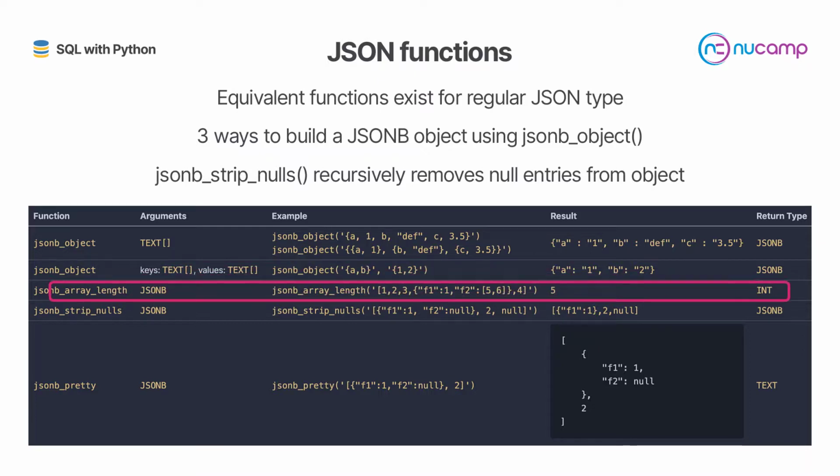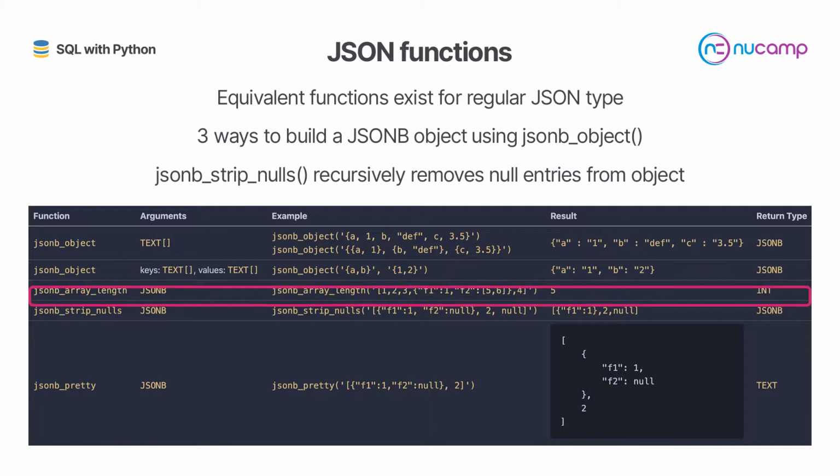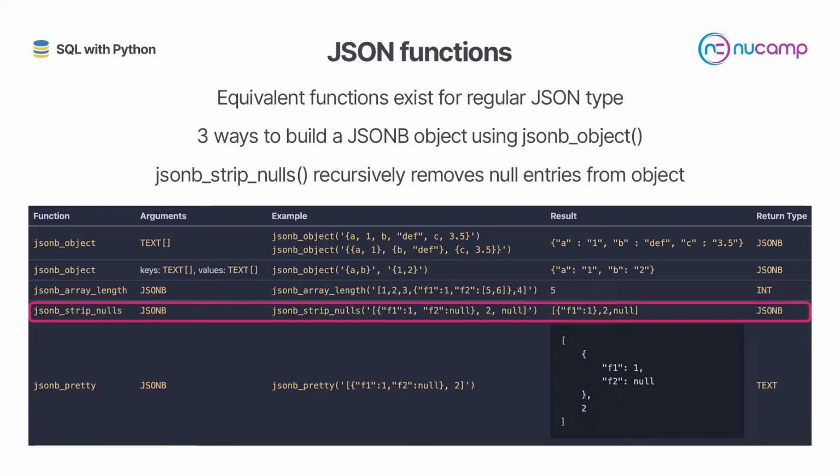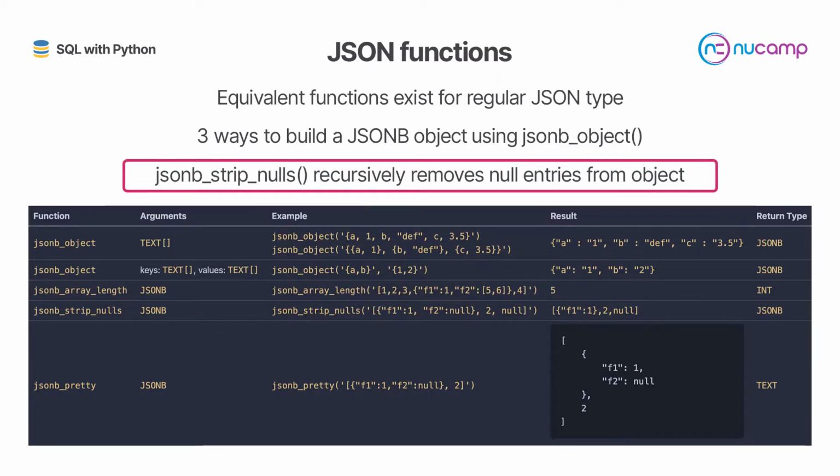The next function we have is called JSONB array length. This function will return the length of a JSON array as an integer. Another utility is called JSONB strip nulls, which will eliminate any object for which the value is null. It performs this recursively to handle nested values as well. However, it will not remove null values from an array.